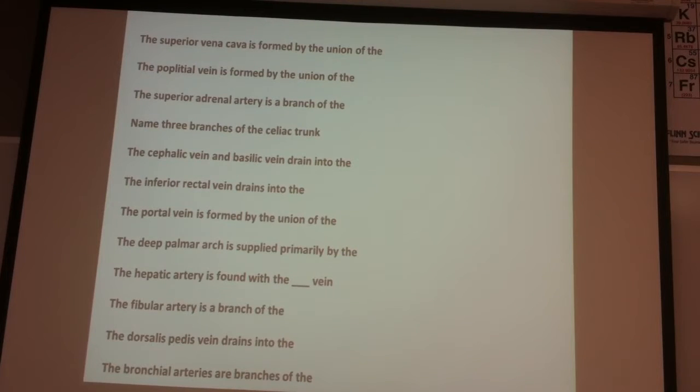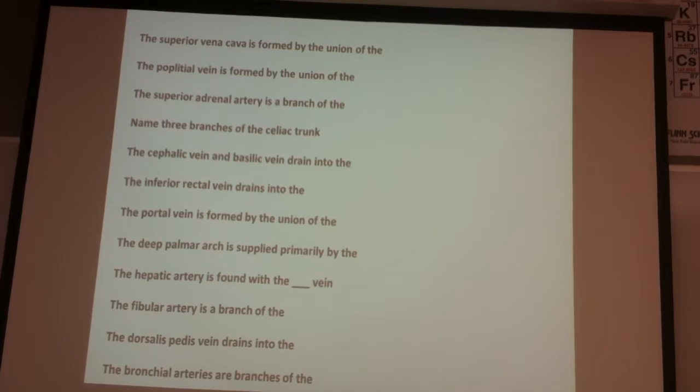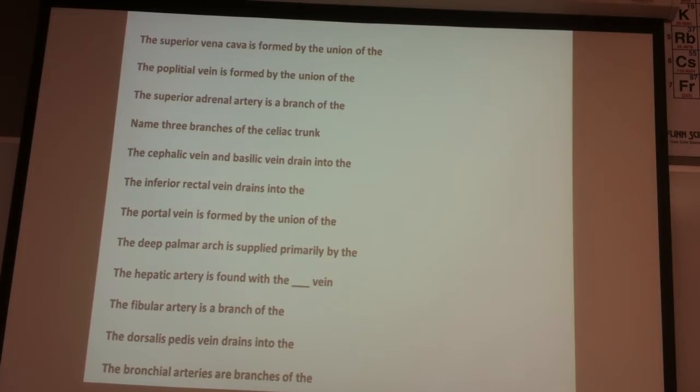Blood supply, blood vessels, and drainage. These are short answers. You could see them as multiple choice questions as well. Which of the following veins join together to form the superior vena cava? A, B, C, D. I have them here put all on one page as short answers, but it could be done either way.